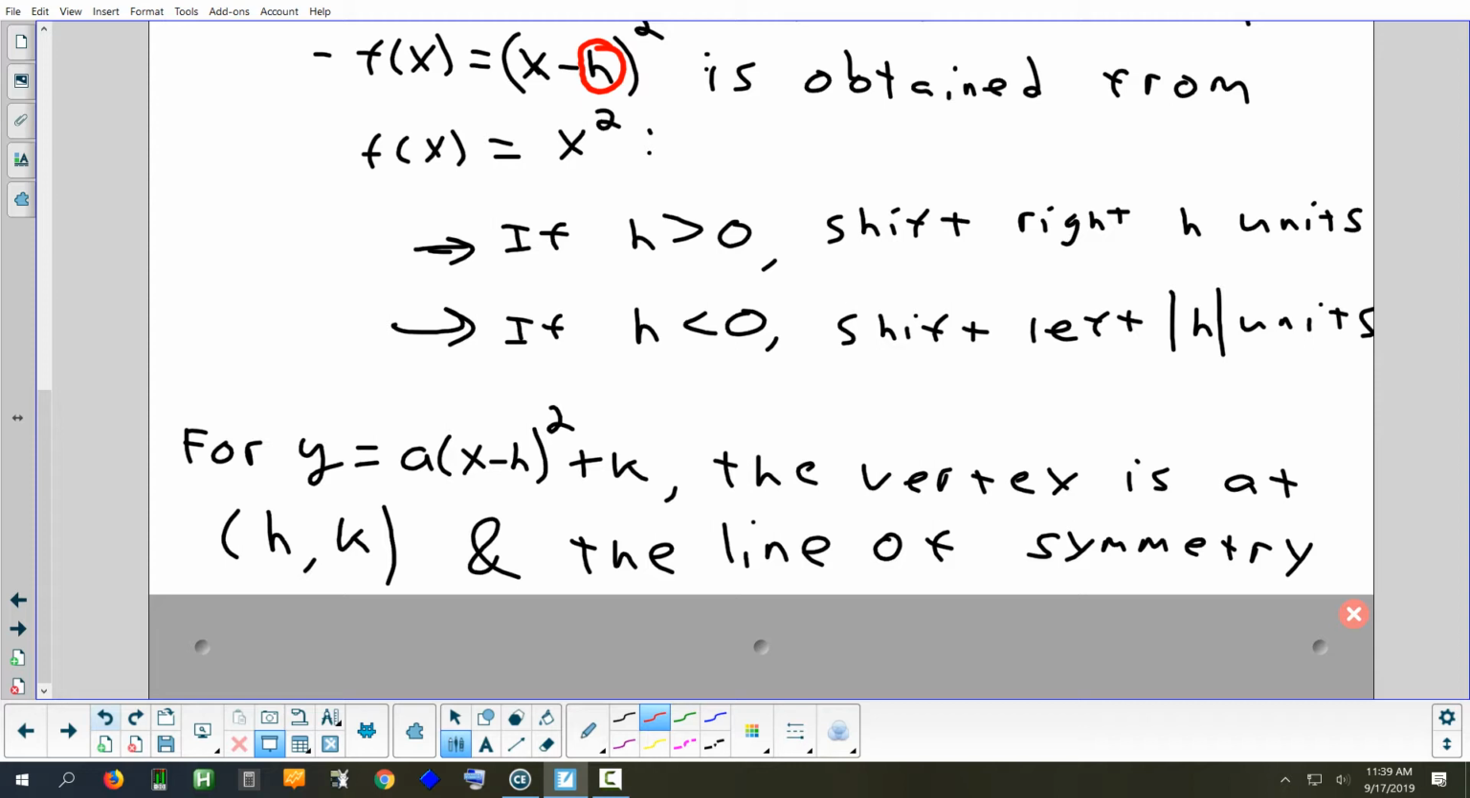A has no effect in this format on where the vertex is going to go. You can make A 10, you can make A 50. It won't make a difference where the vertex is. What does make a difference is H and K.